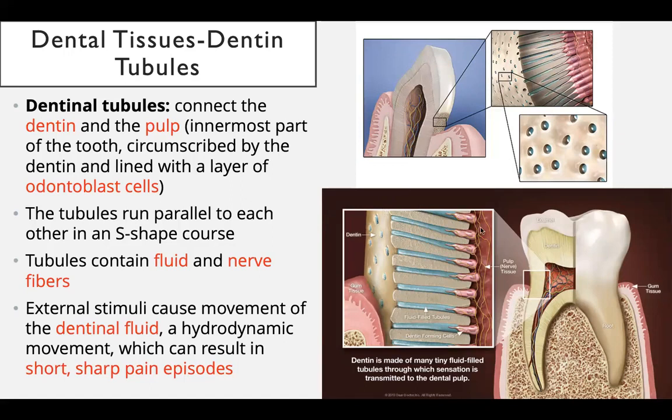That's why we can directly feel the sensation through the nerves in the pulp area. The tubules run parallel to each other in an S-shaped course. Why S-shaped course? Because the teeth are like S-shaped, right? So S-shaped course, so like this, and then here we have S-shaped course, right? The bending of the teeth, and then these are parallel to each other.